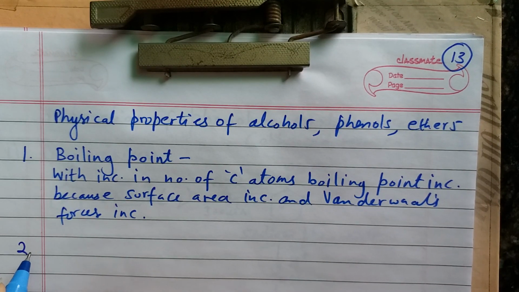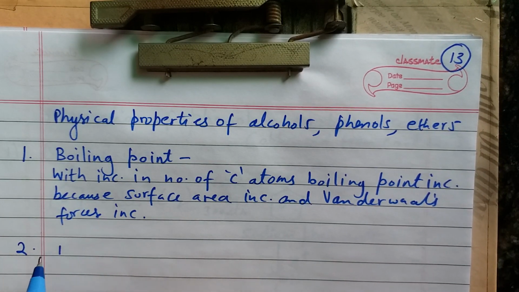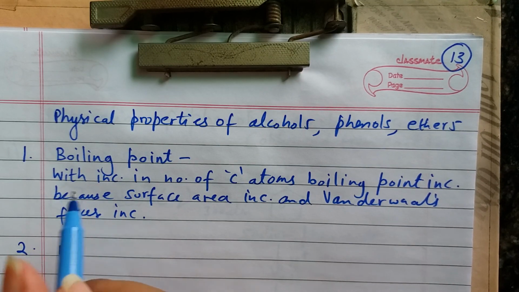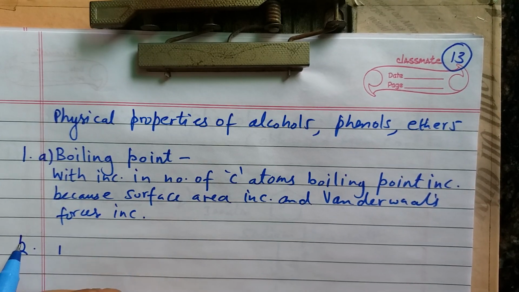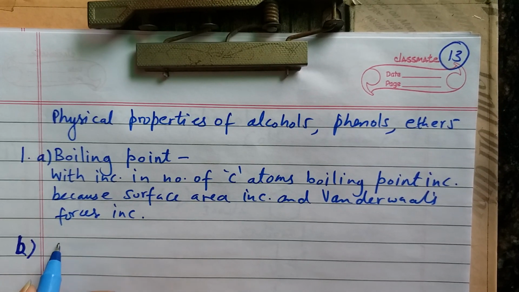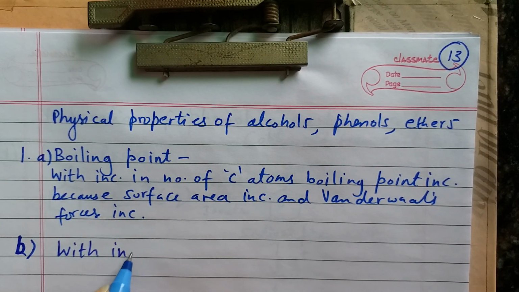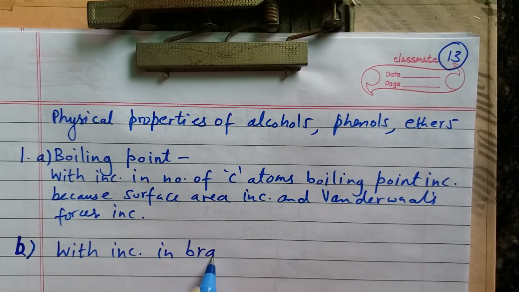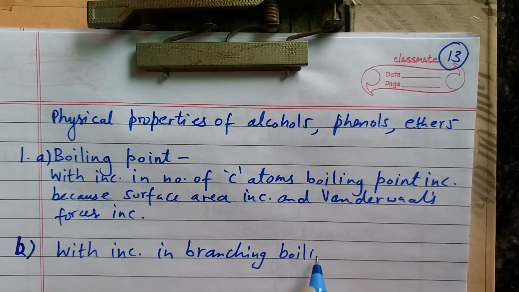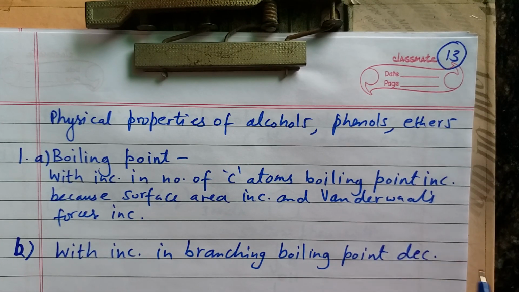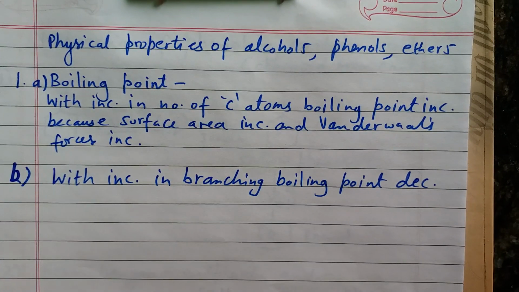Number 2. I am still in boiling point, so I can make this 1A and this can be made 1B. So we are still discussing boiling point. The second point in boiling point, B, is with increase in branching, boiling point decreases. The more branched it is going to be, the lower its boiling point.